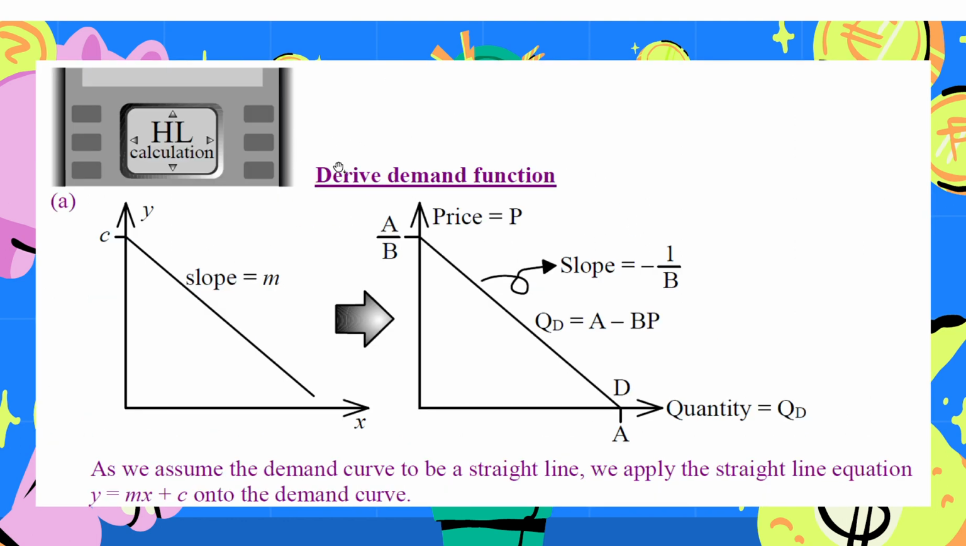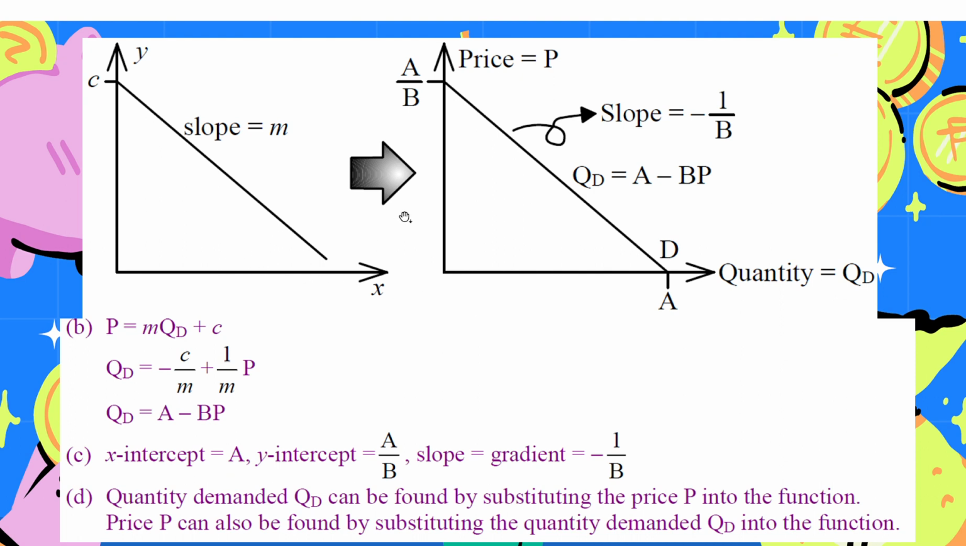Then we go to AHL, Paper 3: deriving the demand function. Just bear in mind, we have the y equals mx plus c model, but unluckily, when we are talking about the demand function, the model we use is QD equals a minus bP. So we have to convert between these two worlds. How to do so is like this.